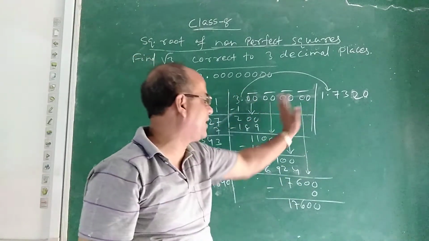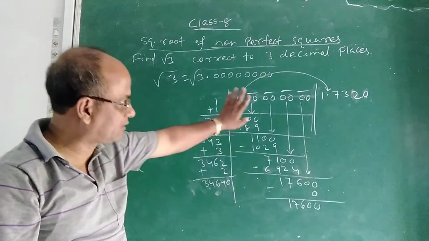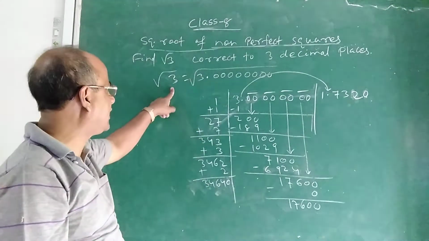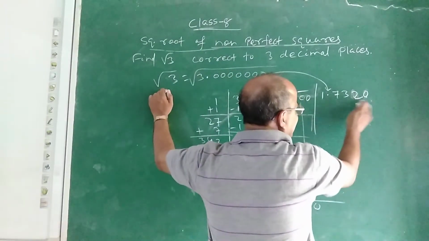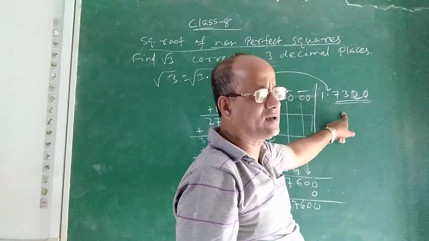Now there is no other pair. There is no need to go further. Now the division is complete. So how to find the answer? What will be the correct square root of root 3? You see, now there are how many places? There are 4 places in the question.